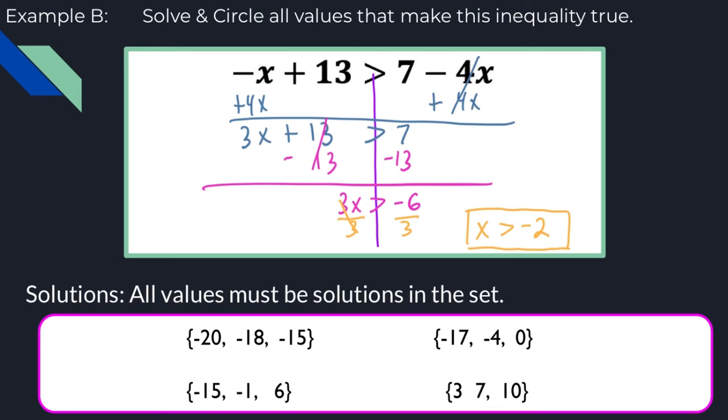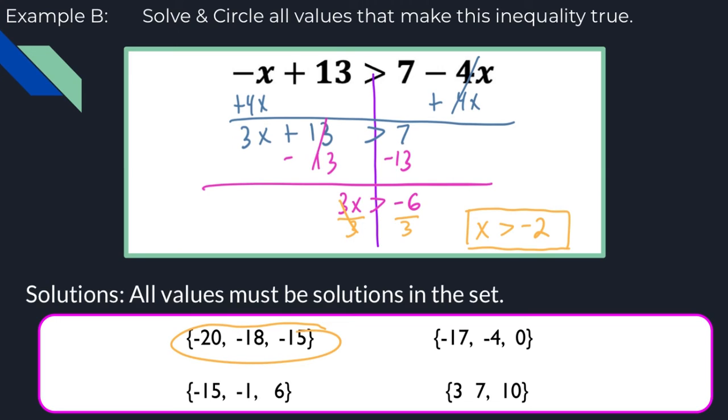Now down here at the bottom where it says solutions, all values must be a solution in the set. So these are sets of numbers grouped together, and -2 has to work for all of them. So for the first one, is -2 greater than -20? Yes. Is -2 greater than -18? Yes. Is -2 greater than -15? Yes. So this one, all of them work. So this is a solution set.